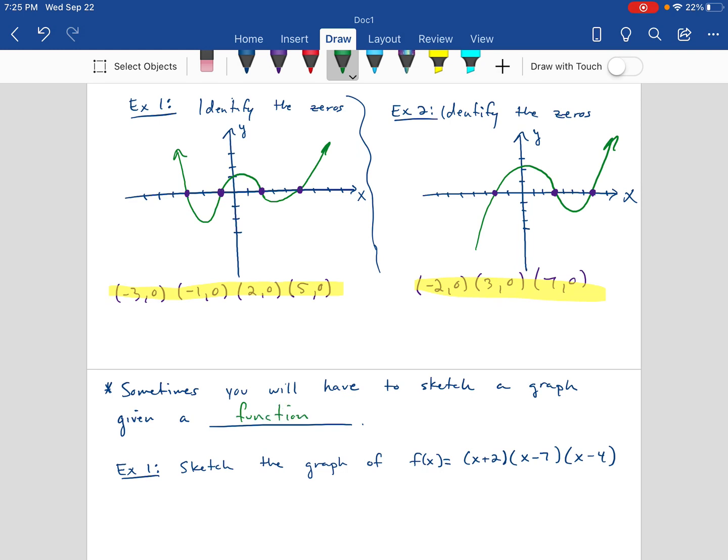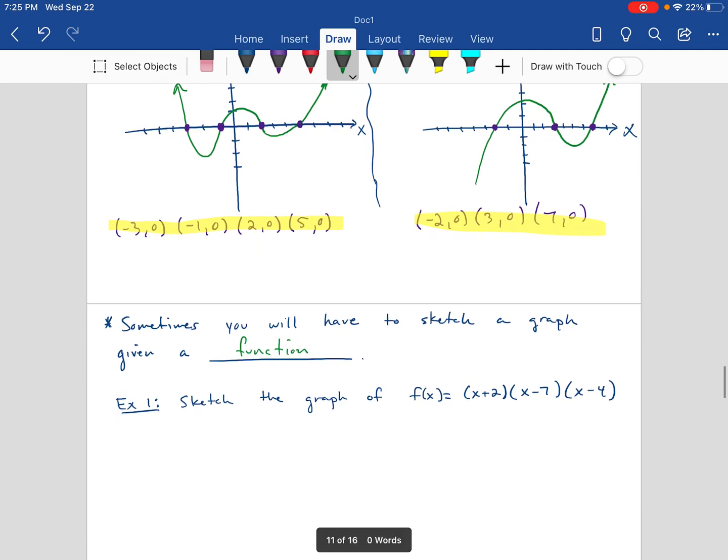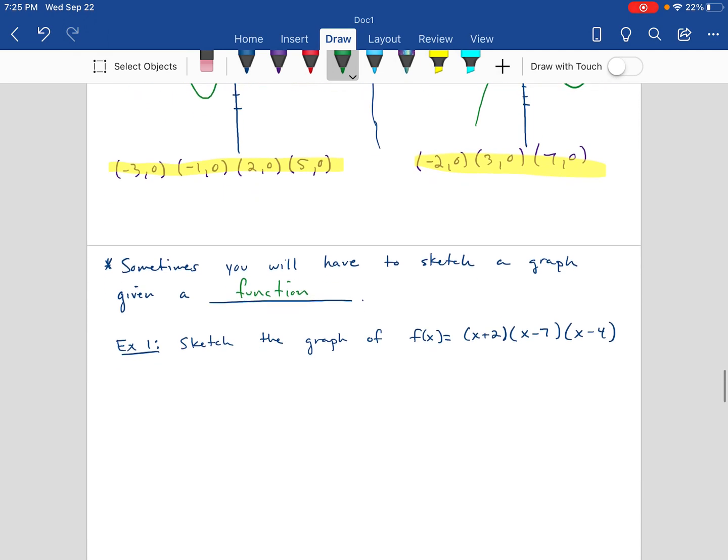Okay, so now you're working backwards. I'm giving you a function. So for example, I want you to sketch a graph of f of x is equal to x plus 2 times x minus 7 times x minus 4. Okay, so we need to use that function to figure out the zeros.